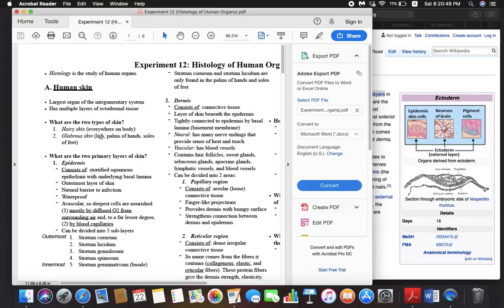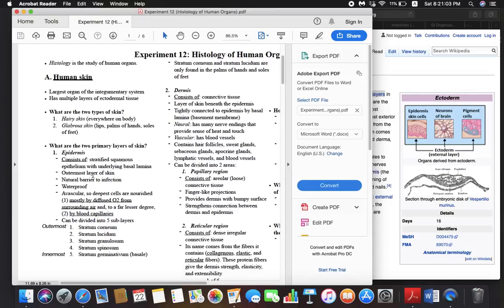We have 2 primary layers of skin, the epidermis and the dermis. First of all, we need to know that the epidermis consists of stratified squamous epithelium with underlying basal lamina. The other term for basal lamina is basement membrane. The epidermis is the outermost layer of the skin, and it serves as a natural barrier to infection. We also need to know that it's waterproof and that it's avascular, meaning that it does not have blood vessels.